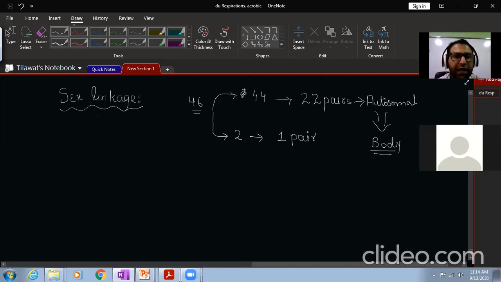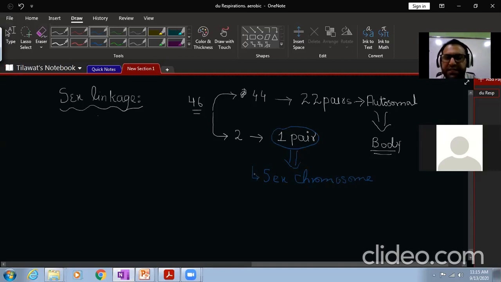Right? While this remaining one, these 2 chromosomes are sex chromosomes. These show the sex of an organism. These chromosomes control sex-related characters, right?